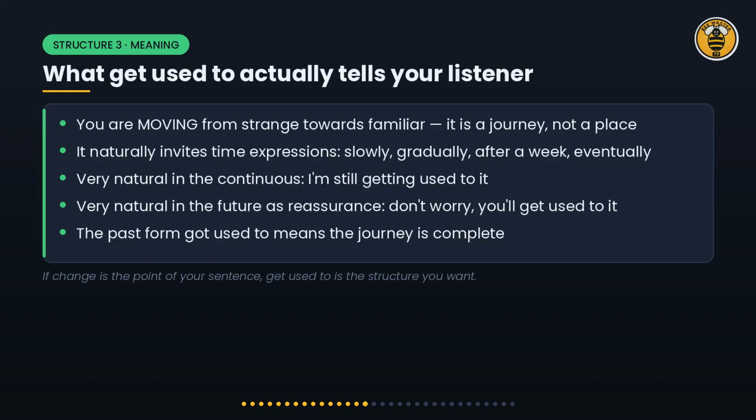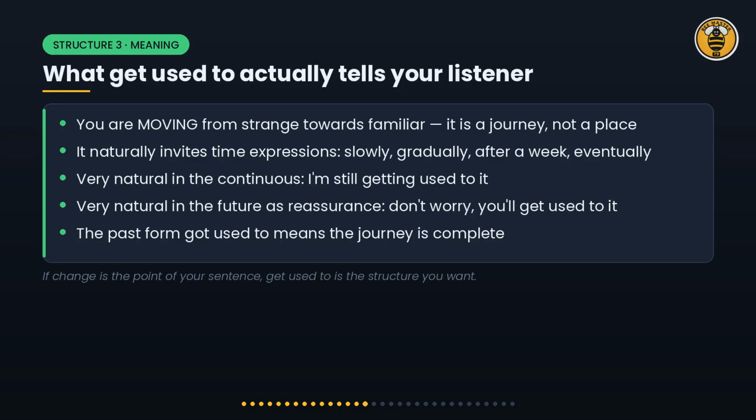And what does get used to tell your listener? That you are moving from strange towards familiar. It is a journey, not a place. Because it is a journey, it naturally attracts time expressions: slowly, gradually, after a week, eventually.